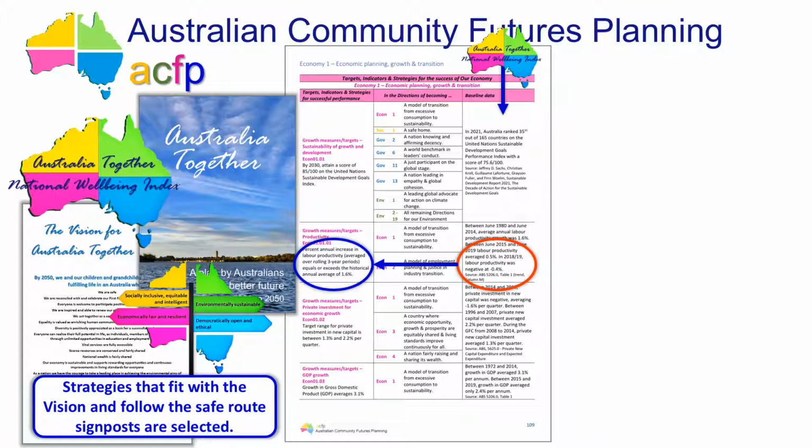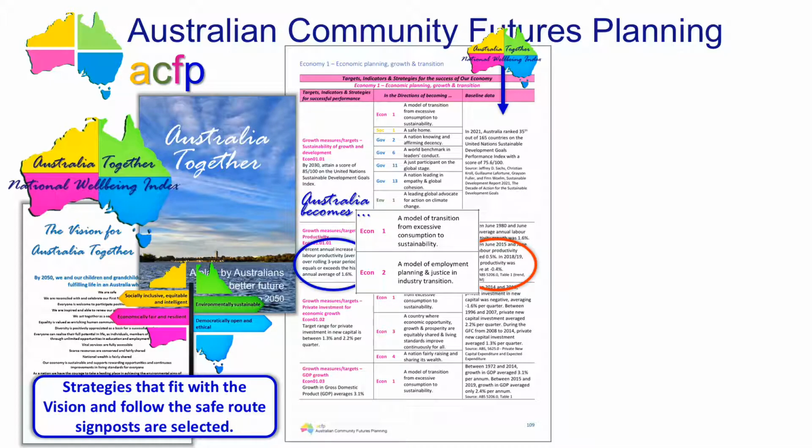By pursuing that target for productivity, we are following key signposts that set us on a safe course towards the things we want to become as a nation. We're not running counter to the signposts. In this case, we're hoping to get the economy growing sustainably.